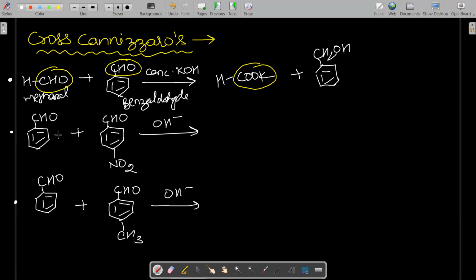Okay, now the second example, you can see both are benzaldehyde. Now in this case, which one will get oxidized?